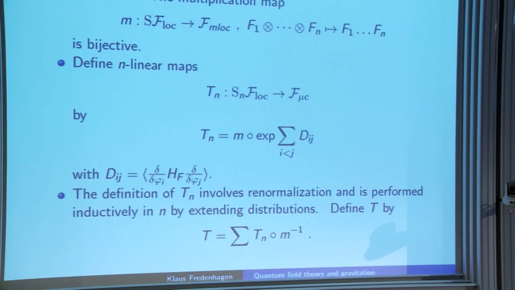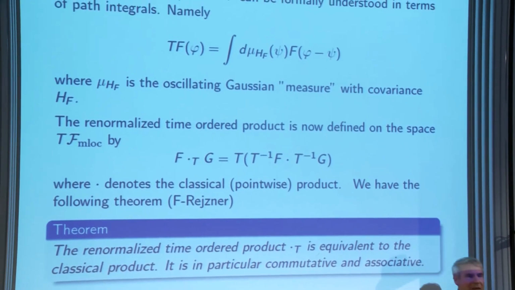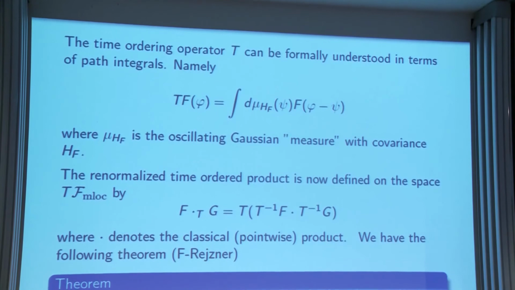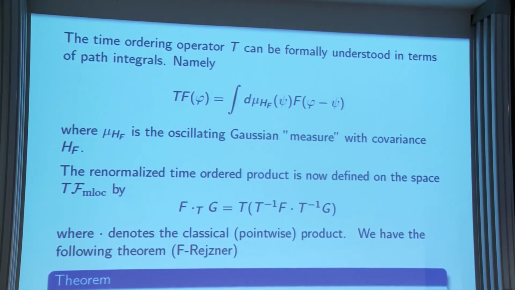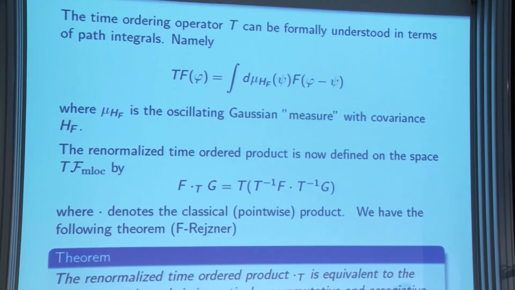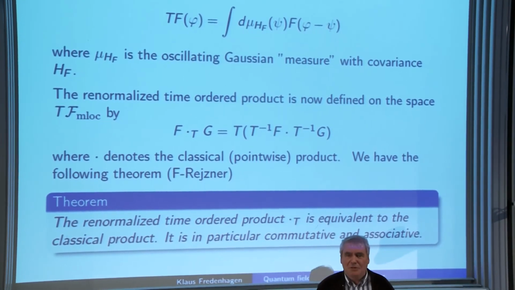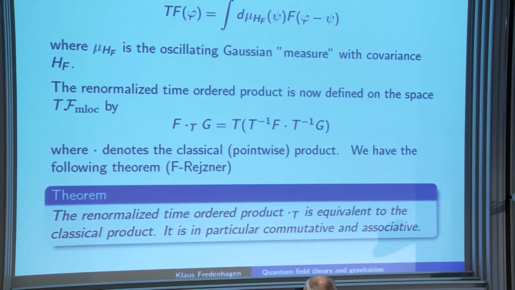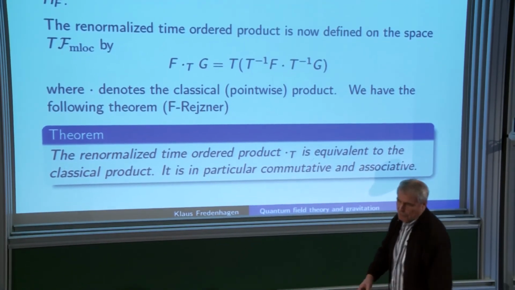So this is the definition of T. And if you like path integrals, you can also formulate this as a path integral, namely, it's just a convolution with the Gaussian measure induced by the Feynman propagator. But for the definition, this does not help because you have to do the same calculations. Yeah, but you give the formula, so you see the relation. Yeah, it's just a different way of formulating this.